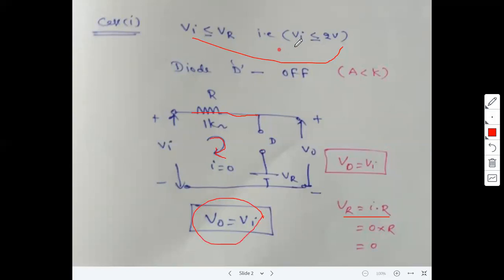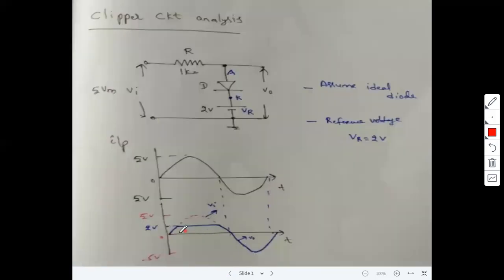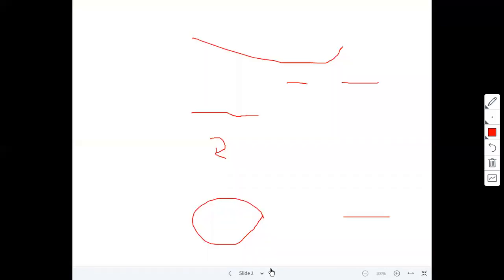Remember this case. What is this case? When Vi is less than 2 volts, anode is less than cathode, the diode is off. When the diode is off, V naught is equal to Vi. Now observe the waveform here. When the diode is off, the condition is Vi less than 2 volts. For the entire range from -5 up to 2 volts, the output follows the input. That is the first case.